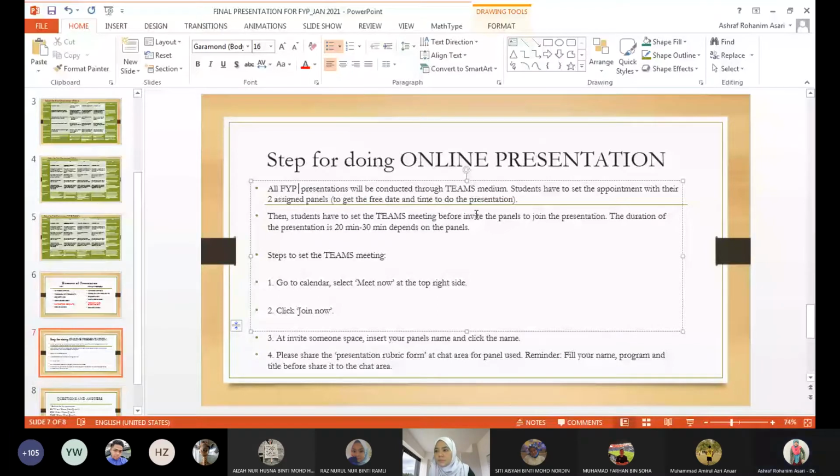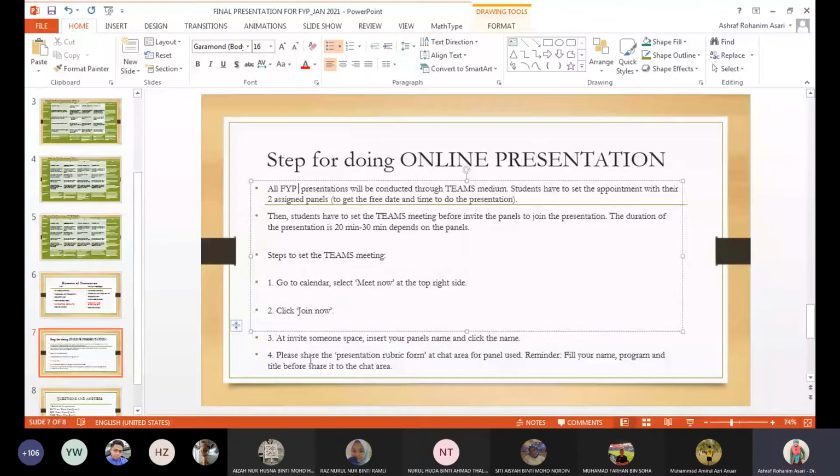You set it like this. Go to the calendar. At the top right side there is a meet now button, if I'm not mistaken. Go for meet now and then go to join now. Then you can invite the 2 panels. For example Dr. Ismail, please put the full name or email. Email is better, for example muhammadismail@unikl.edu.my. Then invite Mazlan Zahid too. Get their email, it is actually more accurate.